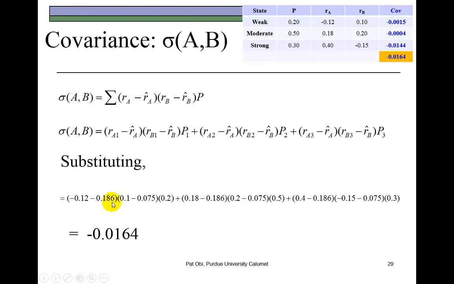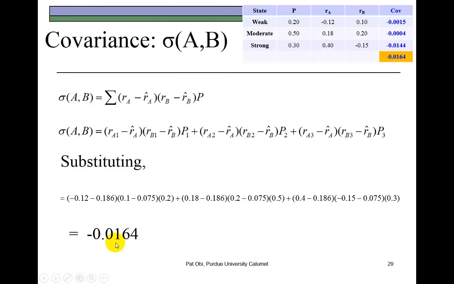So as I show here, we subtract the mean for A from the first observation of negative 0.12, you see it right there, and we do the same correspondingly for B, subtracting its mean from 0.10. You can see it right here. And then you take these two multiplied by the corresponding probability of 0.2, and you see that 0.2 right here. So when you multiply through, that's going to be your result right there. You do the same for the second row, that's your result. For the third and final row, that's your result. You add them all up, and that's your answer.